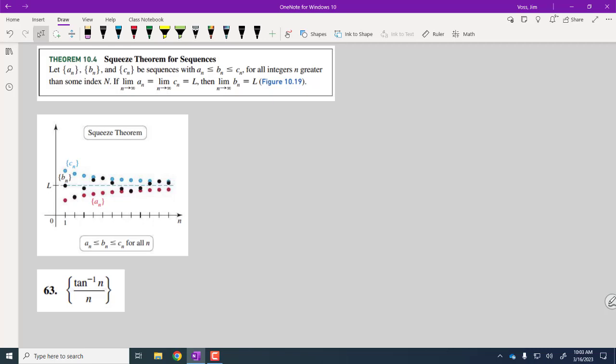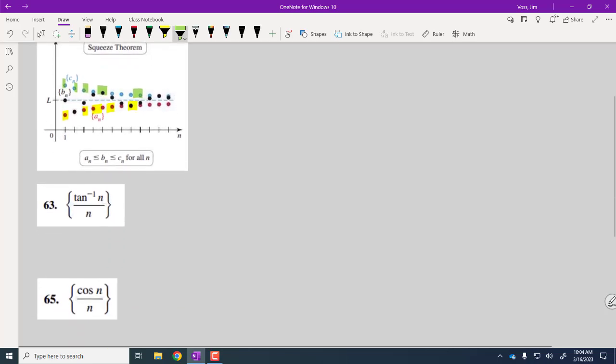So all this theorem is saying is that if we've got these two sequences on the upside and the downside, so a sub n is down here, the red ones, and c sub n is on the top, and then b sub n is sandwiched in between, and both the upper sequence and the lower sequence converge to L, then the one in the middle has to converge to L also. Very intuitive. There's no way for it to get outside if it's always in between the two. It has to converge to the same limit.